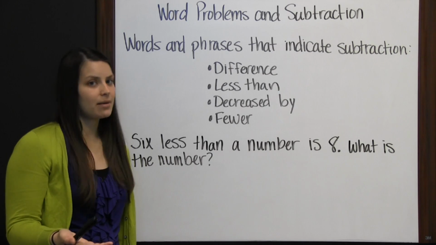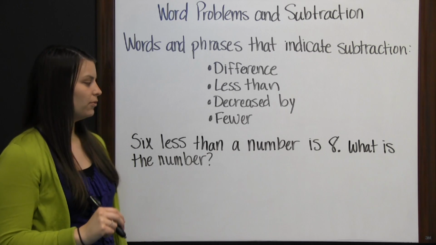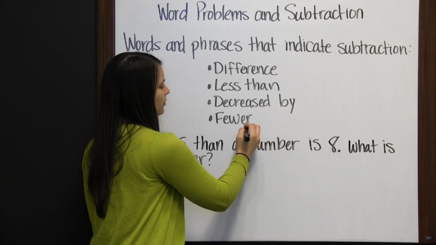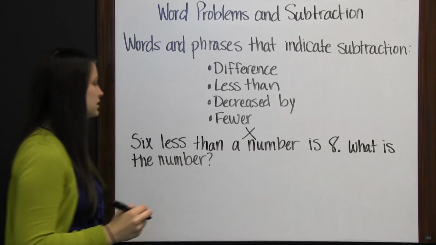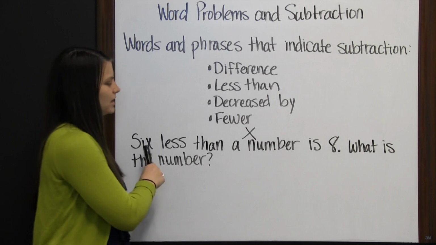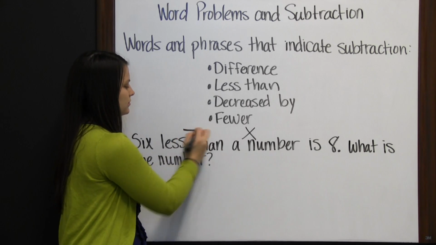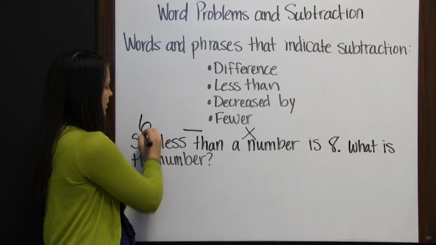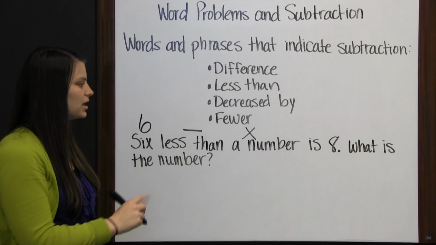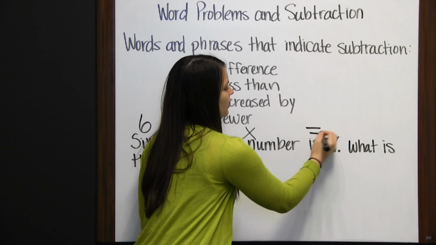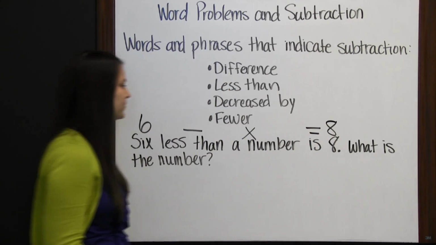And if we don't know a number, then we use a variable for it. So right here where we see a number, I'm going to put a variable. I'm going to use x. This phrase less than tells us that we need to subtract. So we have 6. We're subtracting. We've got a number. Is an equal sign 8.